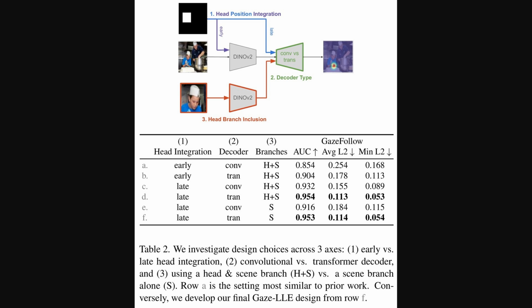The results are super clear. Looking at the AUC score, where higher is better, you can see that late integration and a transformer decoder are the winning combination. But the most striking result is that removing the dedicated head branch, going from H and S to just S, has almost no negative impact. This proves that a separate head encoder is redundant, which is a major simplification over prior work and a key insight of this paper.